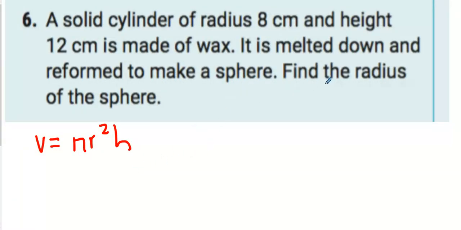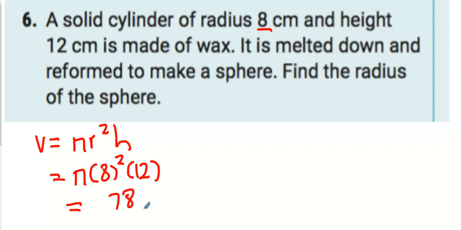All right, guys, look. Keep pi as it is. Now, what's the radius? What's the height? What's the height? 12. What's the answer? 768. Sorry, 768 pi, all right? Now, centimeters squared. Next one, a sphere.